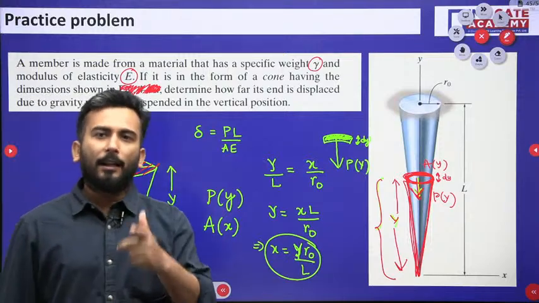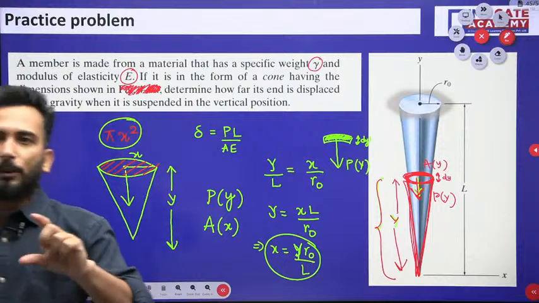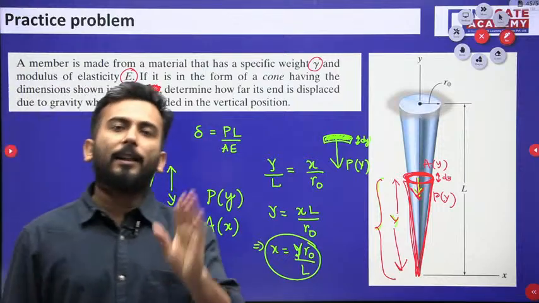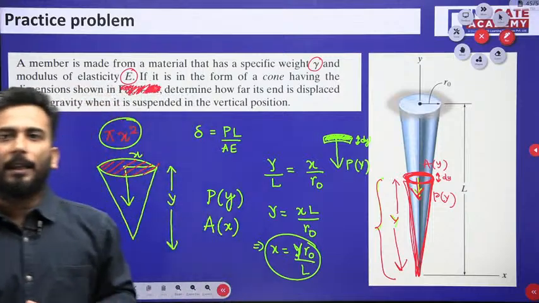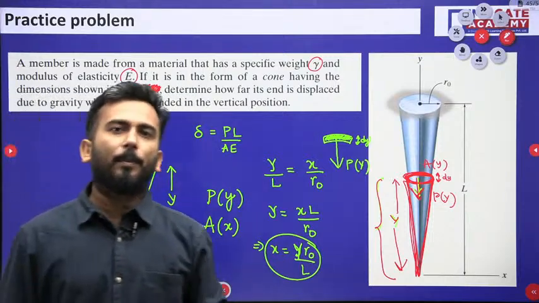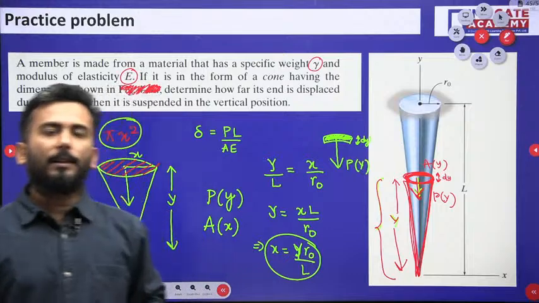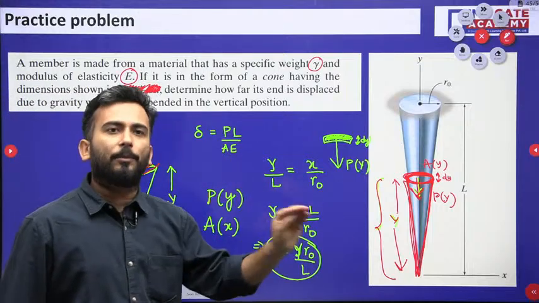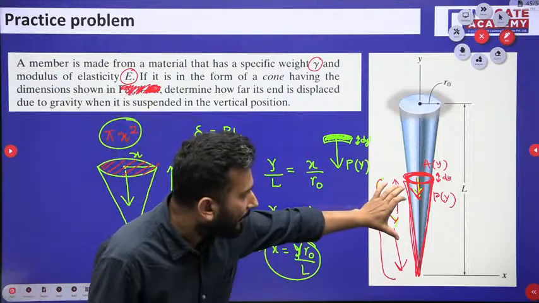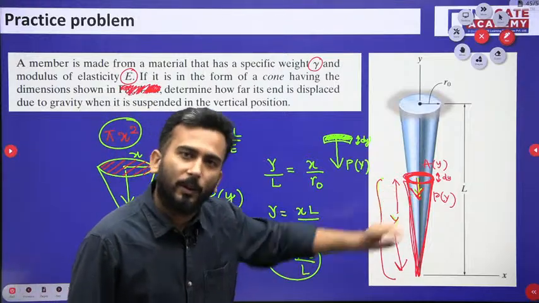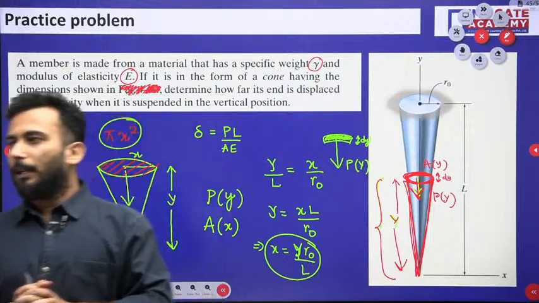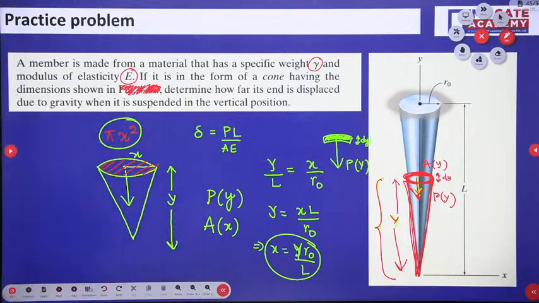Yes, correct. Acha, W you have written, means weight. Correct. P of y is the weight. 100%. Very good. And it acts through the CG. So that is what I am trying to find out. The weight of this small element is only what is the P of y. The weight only I am trying to find out. So specific weight is here.